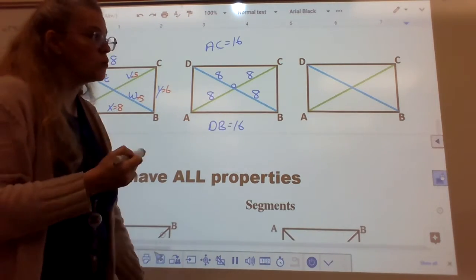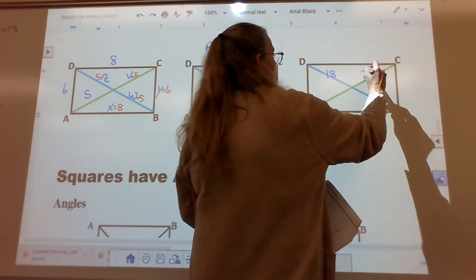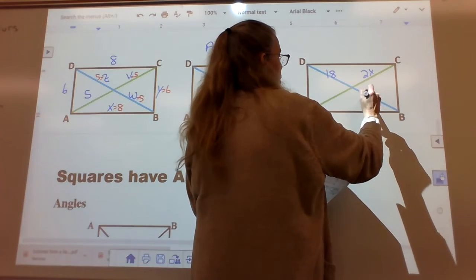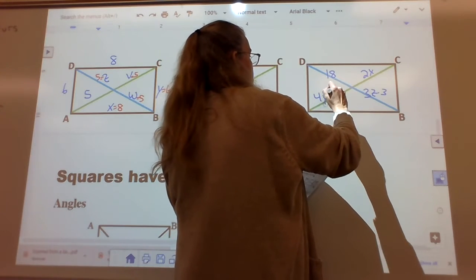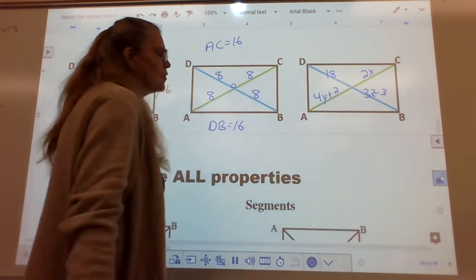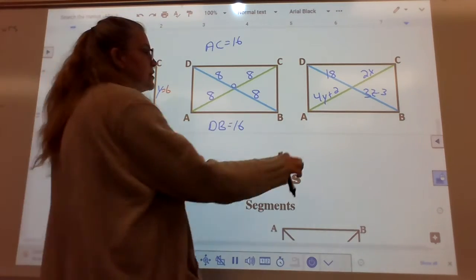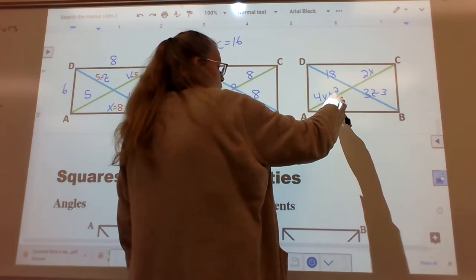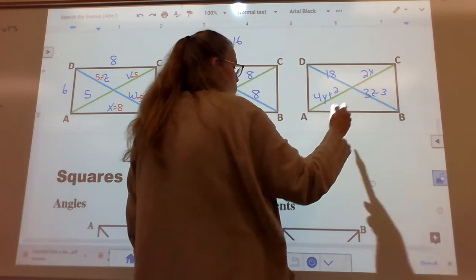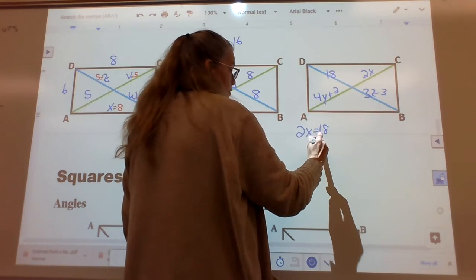The last one is more of an equation. So I'm going to say this is 18. 2x, 3z minus 3, 4y plus 2. Well, again, every single segment matches every single segment inside. So I can set every single expression equal to 18 and then just solve for the variable.